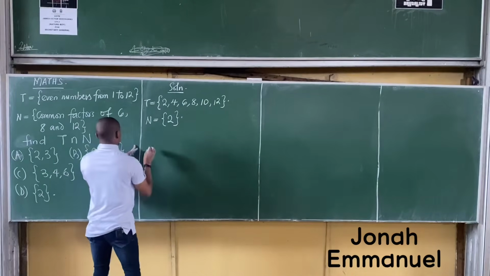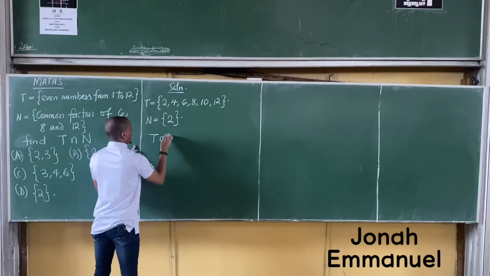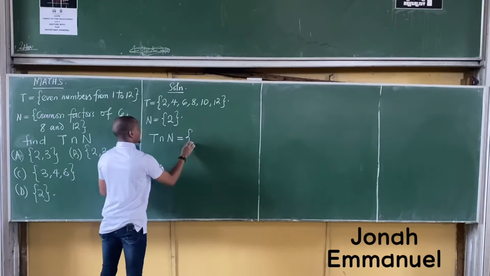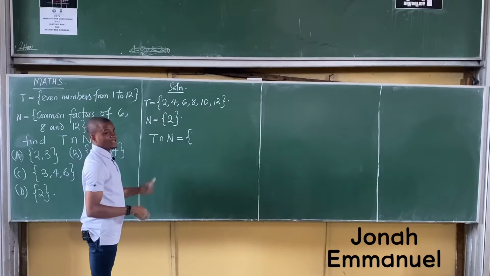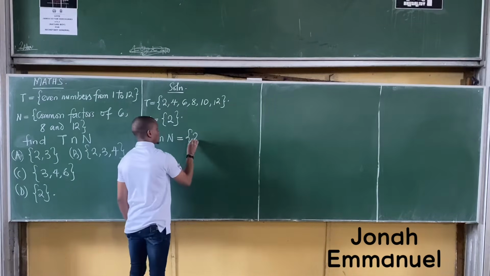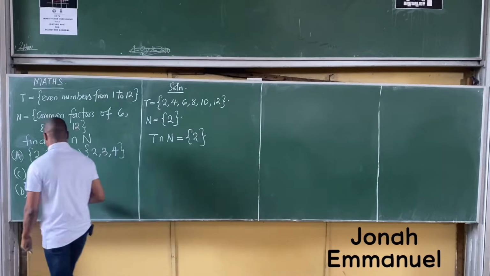Alright. Now find T intersection N. For intersection, we said take the one that they have in common. What's the answer here? 2. My answer is C.